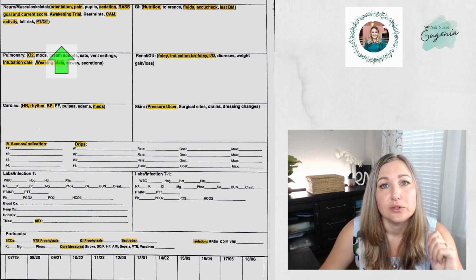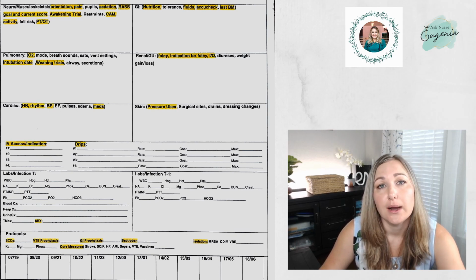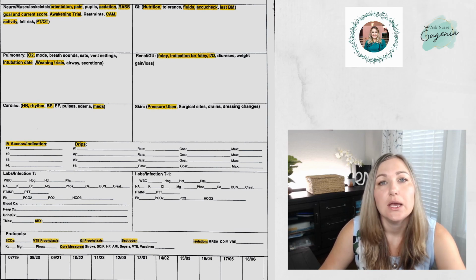And also, if we're doing neuro checks, if the patient has a neurodiagnosis like a stroke or any kind of trauma or tumor in the brain, sometimes we're required to do hourly neuro checks. So that's where I would put, should we do the hourly neuro checks, do we need to stop the sedation every hour and try to get a response? And what is the patient able to do?